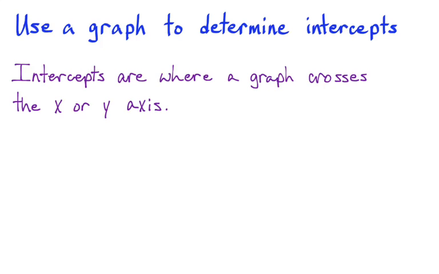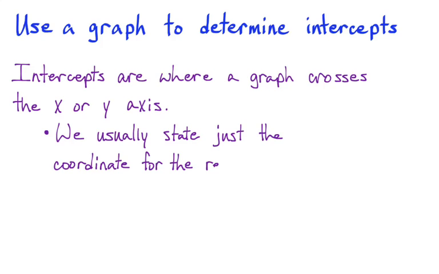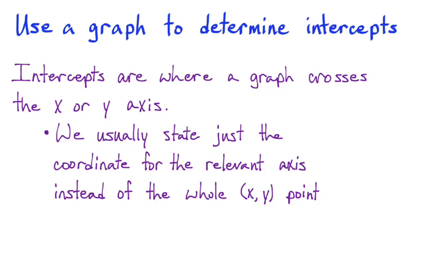So wherever that happens, you're going to get a coordinate point, an x comma y. But because you're on an axis, whenever you're on the x-axis, the y-coordinate will always be 0. And whenever you cross the y-axis, the x-coordinate will always be 0. So we usually just state the coordinate for the relevant axis, that is the one that we're worried about, instead of the whole xy point. In other words, we usually just leave off the part that's 0 because if you're talking about an intercept, you know one of these numbers is 0.